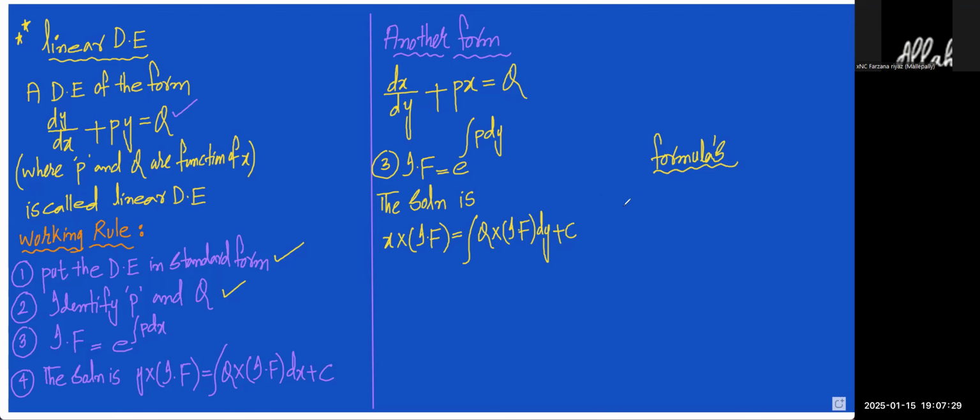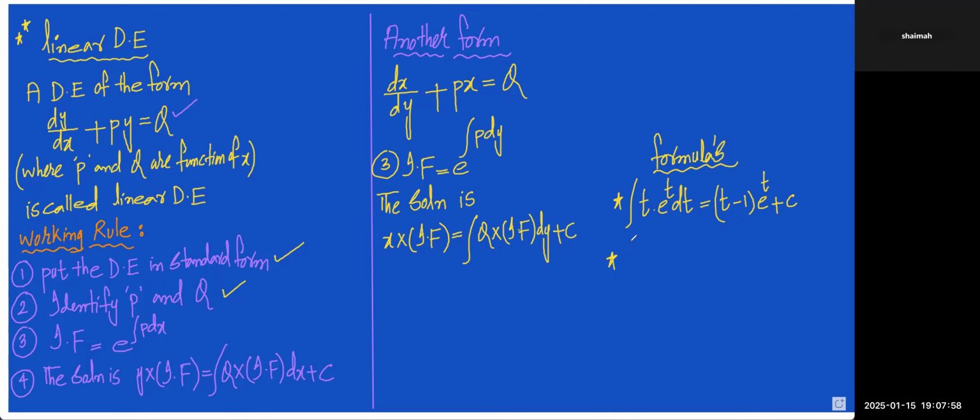See, formulas are: integration of t e power t dt, a very famous formula. Here we actually have to apply integration by parts, but we don't want to waste our time, so simply we write the formula: (t minus 1) into e power t plus c. Please remember, this formula will help you understand maximum concepts. One more thing, integration of sine inverse of x.